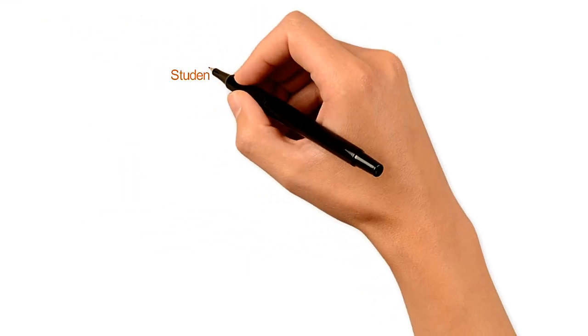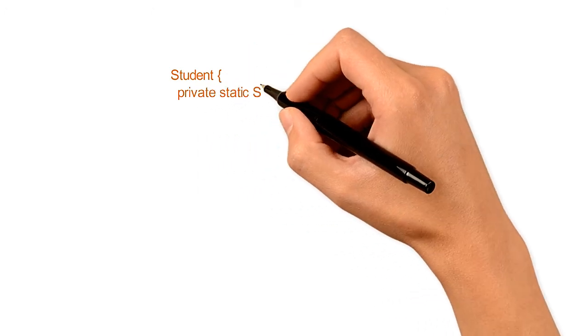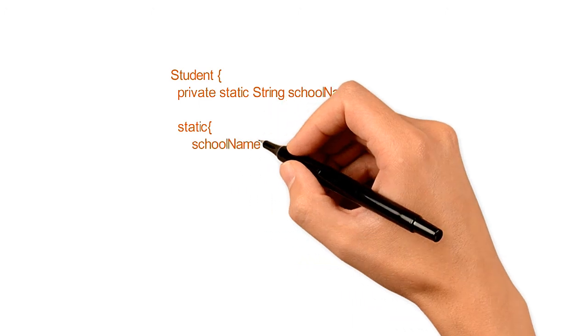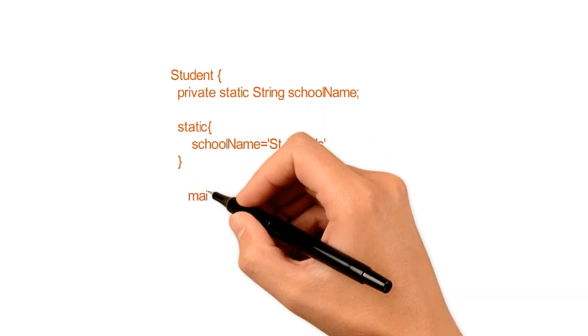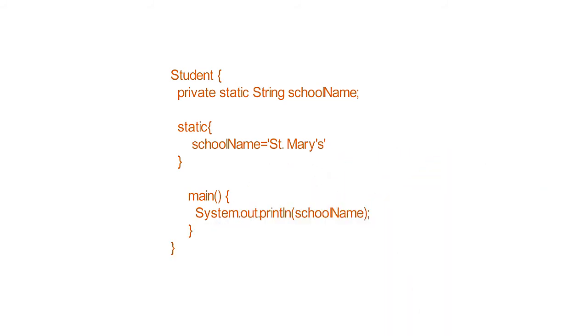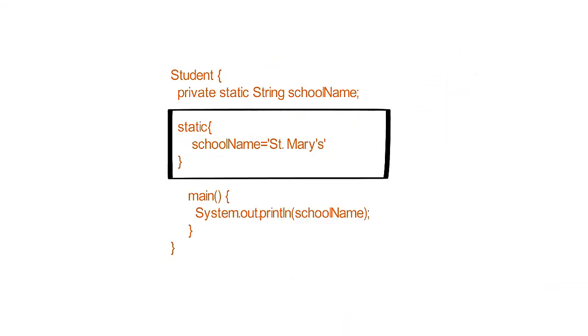So suppose we have a class named Student, and in this we have a static variable, let's say schoolName. We write it as static String schoolName, and if we want to initialize this variable, we do it in the static block. The static block goes like this, where we assign the value to schoolName, and then we can simply print the value of schoolName.